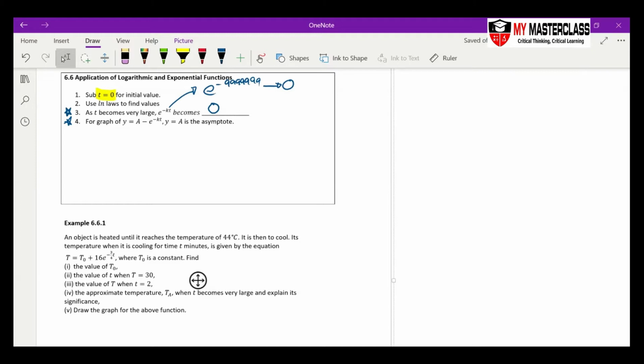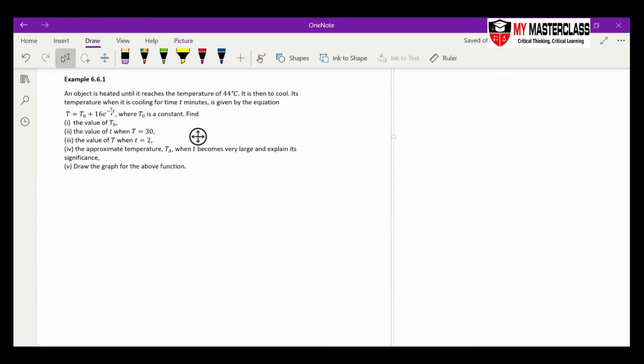All right, let me just quickly go through. For those of you who have already done log, this one should be quite fast for you, but I want you to remember how to present the as t becomes large kind of question. An object is heated until it reaches 44 degrees. Then my timing starts, when it is left to cool. The equation is given by this. They will always ask for the initial value. So when small t equals to 0, what was the temperature? It starts to be left to cool. It's 44. So 44 equals to T naught plus 16 e to the power 0.